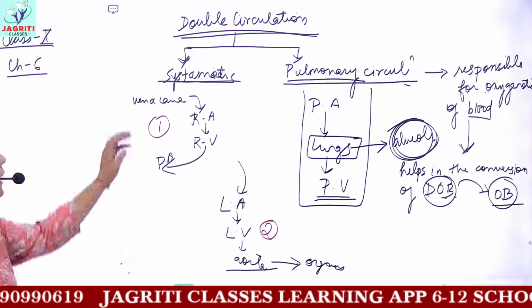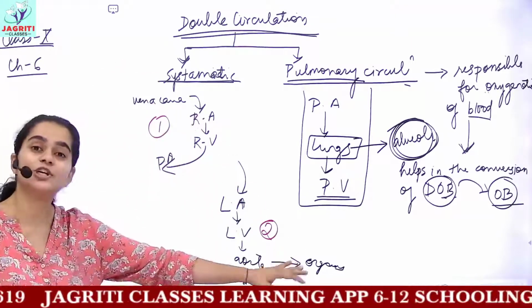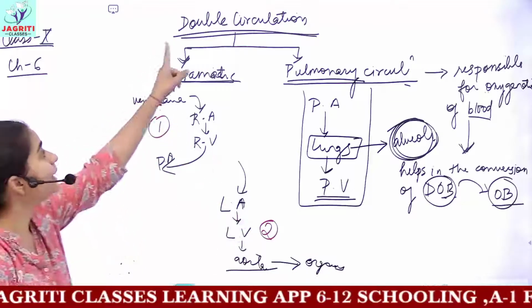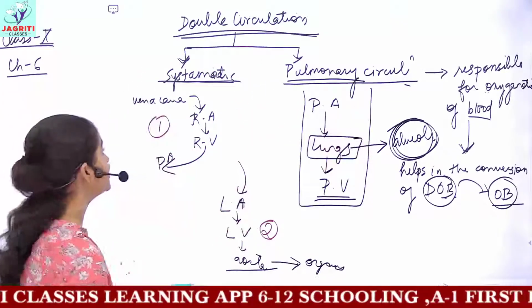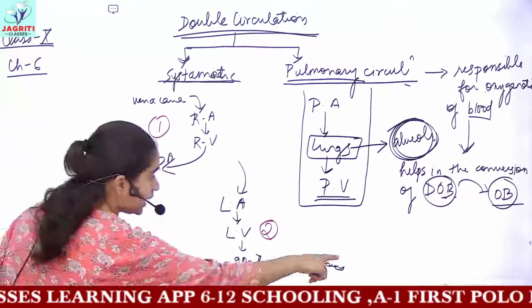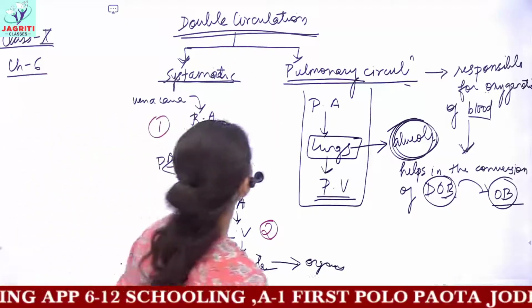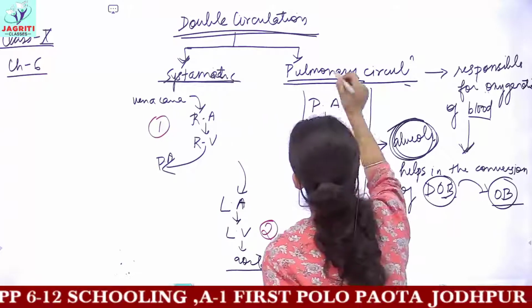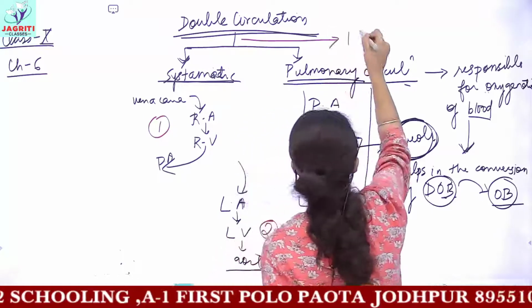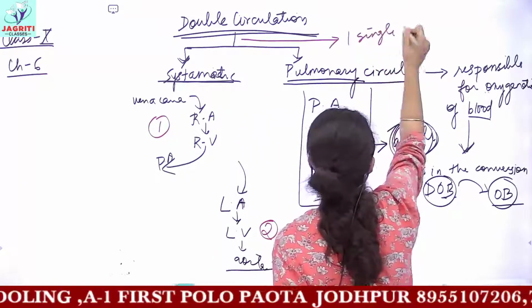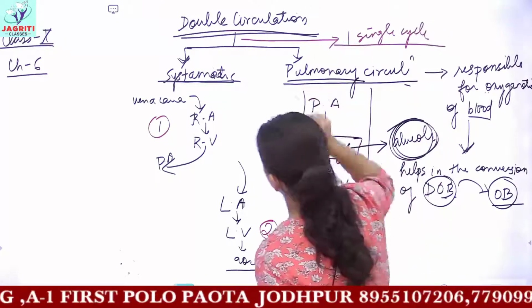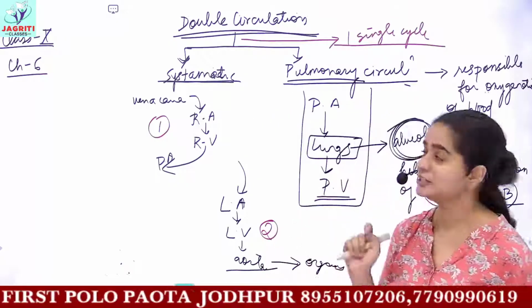So now I hope, according to this flow chart, it is clear enough why it is called double circulation, because the blood is circulating through the heart twice in one single cycle. All the systematic and pulmonary circulation occurs in one single cycle of blood circulation, and hence it is known as double circulation.